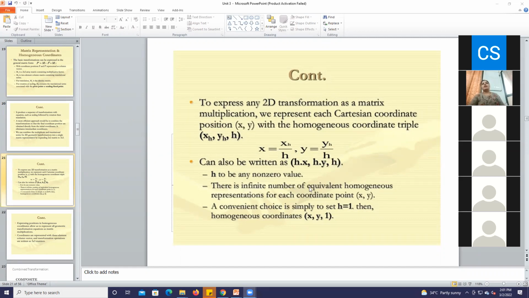and there is infinite number of equivalent representation. जेव्हा आपण h चेंज केला की xy चेंज होतील, पण पॉइंट तोच राहणार आहे, कार्टेशियन पॉइंट. So there are infinite number of representation for each coordinate point. A convenient choice is simply h is equal to 1. आपण बघतोय की h is equal to 1 पुट केल्यानंतर तुमचं xh पण xच असेल, yh is equal to y असेल, and that's why the homogeneous coordinate will be represented as xy1.